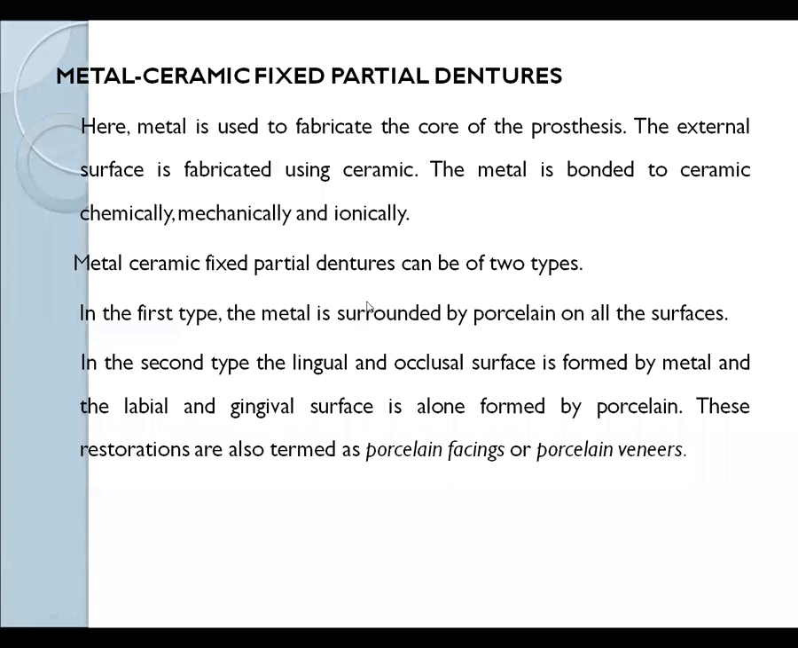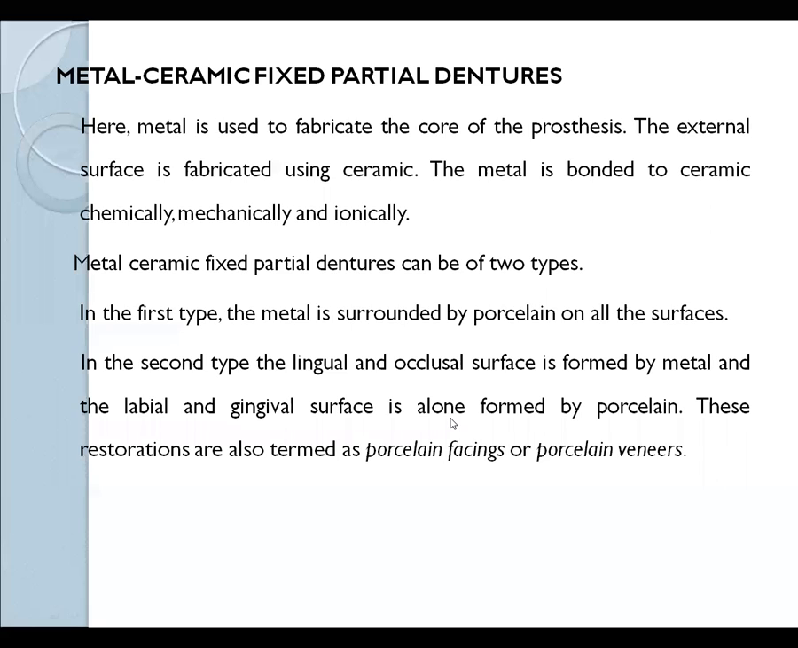The metal ceramic fixed partial denture can be of two types. The first type is where the metal is surrounded by the porcelain on all surfaces. In the second type, the lingual and occlusal surfaces are formed by the metal, and the labial and gingival surfaces alone are formed by the porcelain. Here you can see the porcelain facing bridges, you can say, for this type of metal ceramic partial denture.